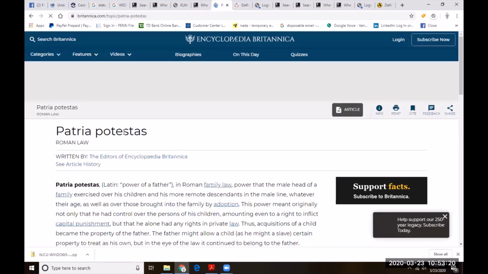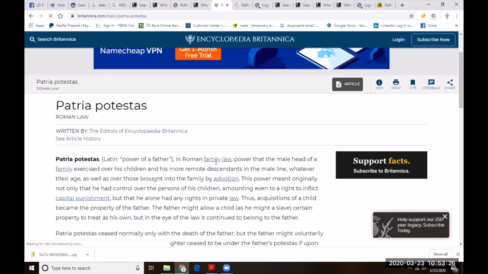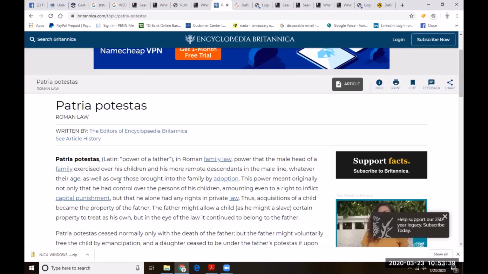We go to Britannica.com for the definition. Patria potestas, power of a father. In Roman family law, the power that the male head of a family exercised over his children and his more remote descendants in the male line, whatever their age, as well as over those brought into the family by adoption. This power meant originally not only that he had control over the persons of his children, amounting even to a right to inflict capital punishment, but that he alone had any rights in private law.